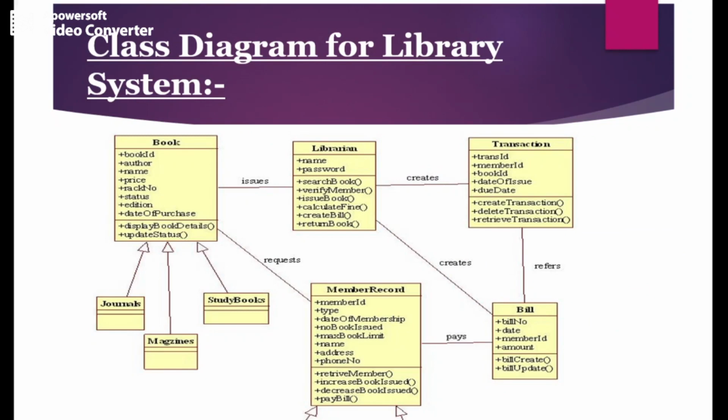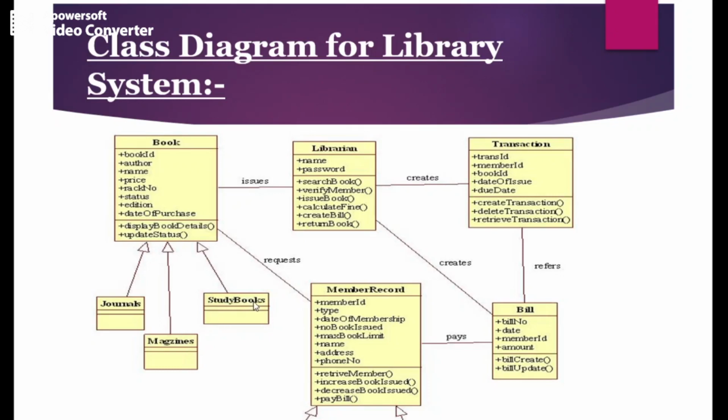Next we'll see the class diagram for a library system. I told you what a class diagram is: it consists of several classes. So here we have one class as book, another one as librarian, the third one is transaction, the fourth one member record, then bill, student, faculty, like this.